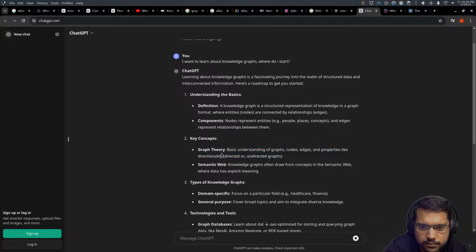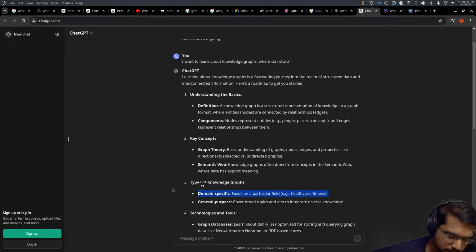Yep, I know graph theory. Semantic web, understanding. The knowledge graph is a structured representation of knowledge in a graph format. Components: nodes represent entities. Yep, and edges represent a relationship between them. You're absolutely right. And I think they are directional. These kinds of graphs, directed graphs. Knowledge graphs often draw the concepts of semantic web where the data has explicit meaning. Oh yes, domain specific. That's what I mean. It's going to be specific to a topic or a domain.